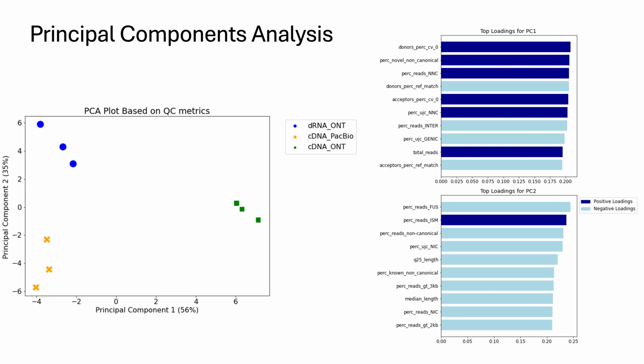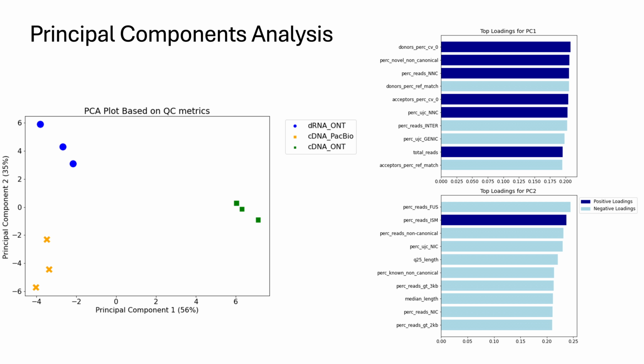Finally, SQANTI-reads produces a PCA based on all QC metrics. On the left, we see the PCA plot where samples cluster by sequencing technology. This separation shows that the QC metrics capture clear technology-specific differences. Here, we see that principal component 1 captures 56% of the variation across samples, and PC2 captures 35%.